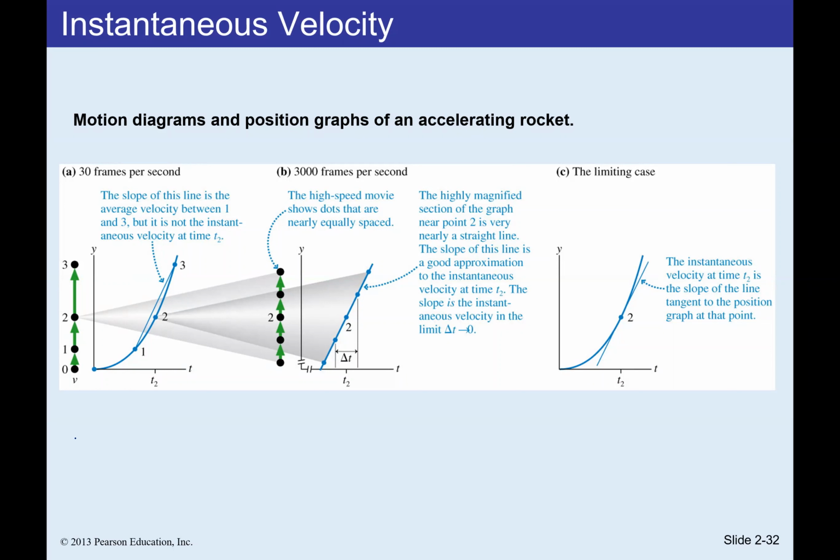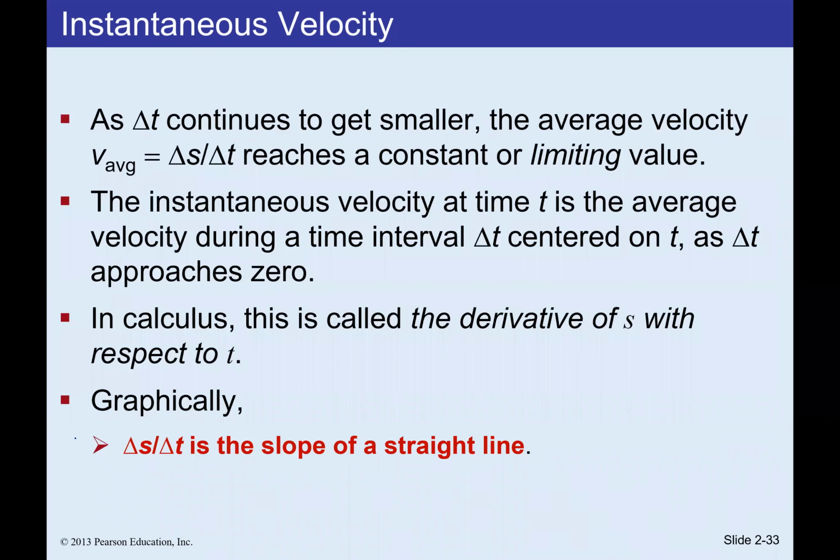That means every time you have a position versus time graph, you can use the tangent line to figure out the velocity. As delta t continues to get smaller, the average velocity, v average equals delta s over delta t, reaches a constant or limiting value. The instantaneous velocity at time t is the average velocity during the time interval delta t centered on t. So you remember, this is basically the derivative of s with respect to t. And since this is a class where Calculus 1 is a requirement, I imagine most of you already know this, right?